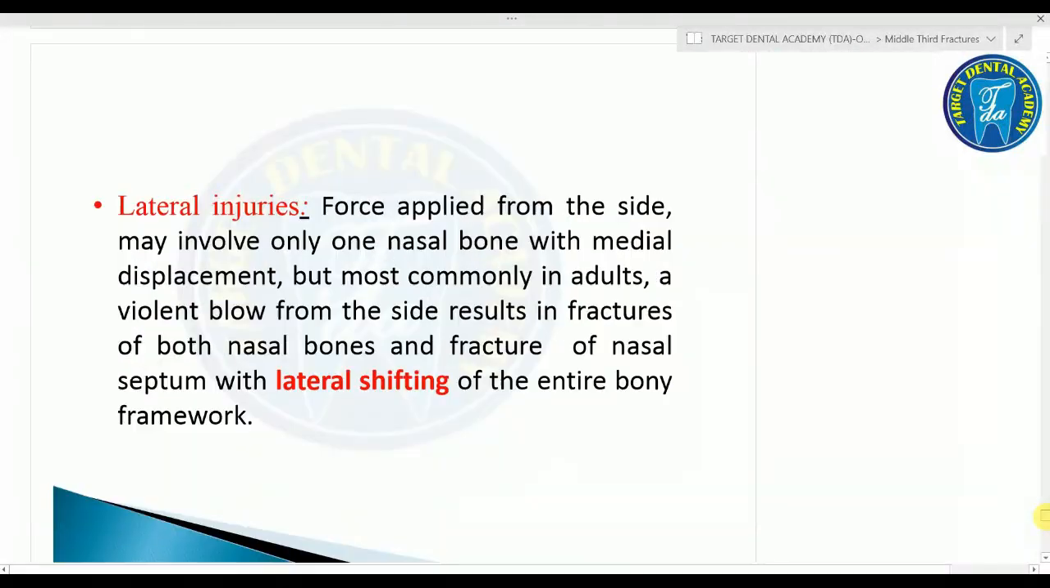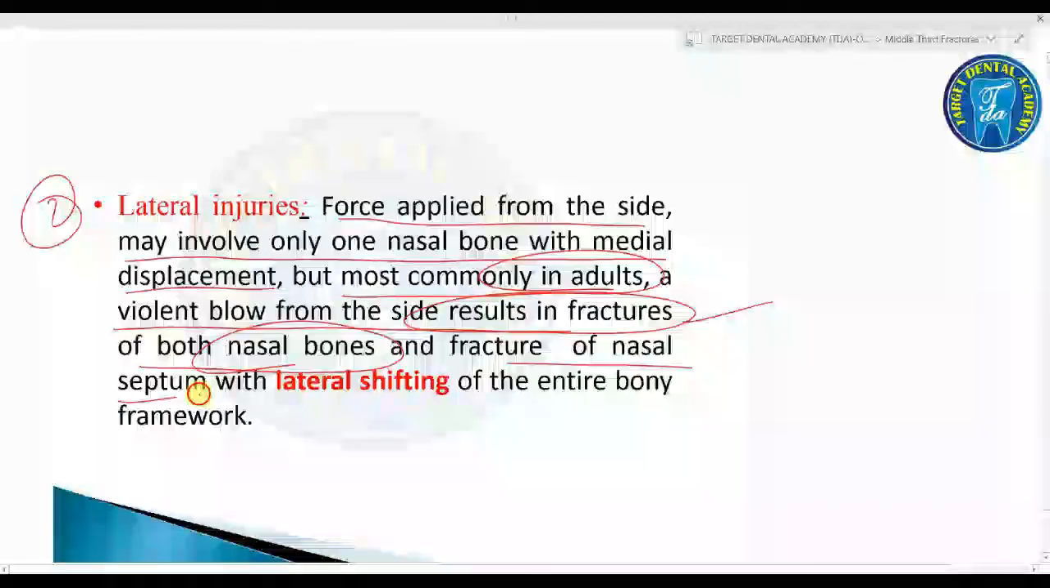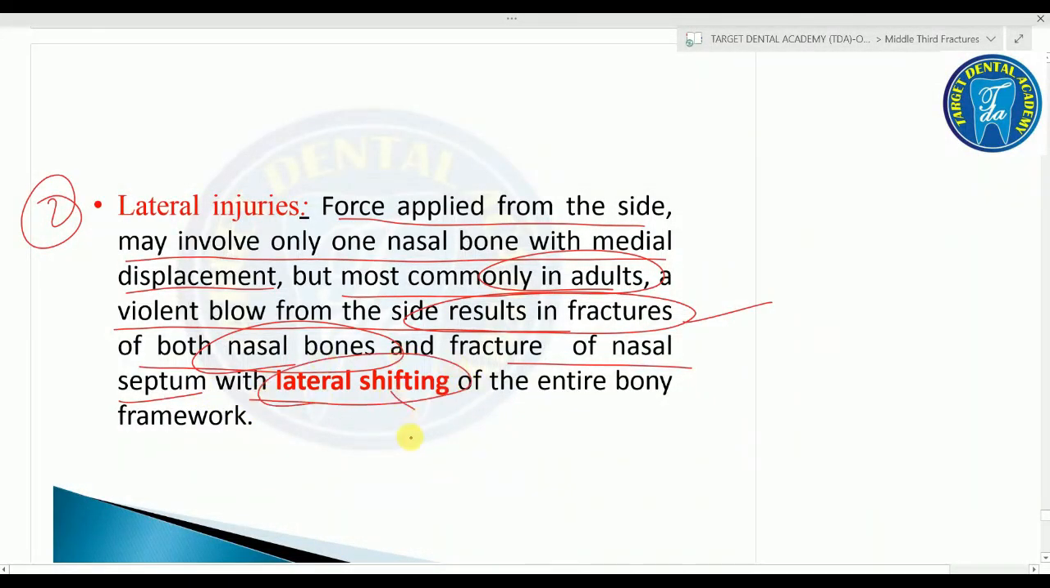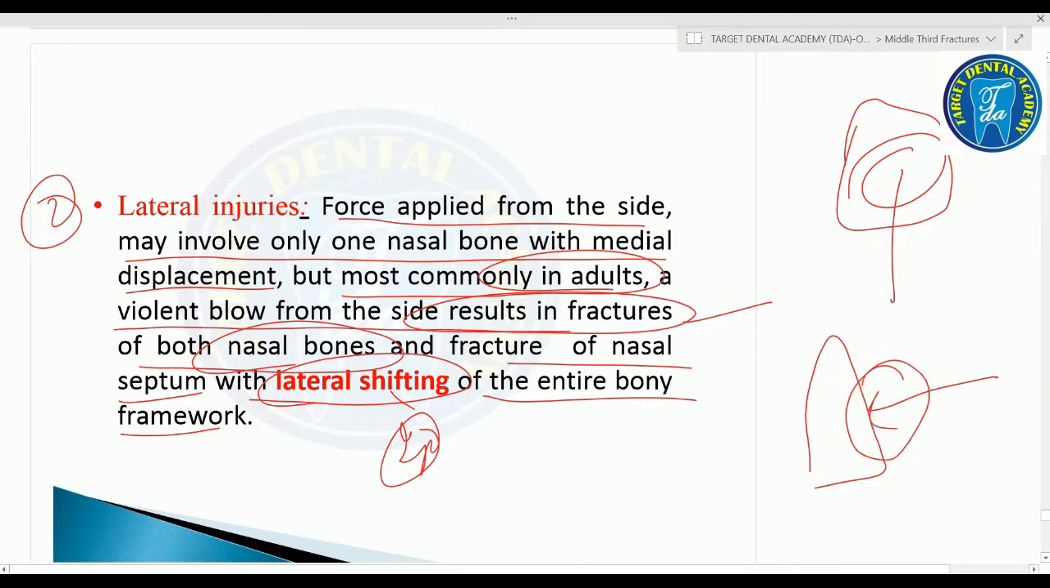Now coming on to the second type, which are the lateral injuries. When the force is applied from the side of the nose, it may involve the nasal bone or medial displacement, but commonly in the adult a violent blow from the side results in fracture of both the nasal bone and the nasal septum with lateral shifting, important, of the entire bony framework. So when you get a hit in front, this is the anterior injury. When you get a force from the side of the nose, this is a lateral injury.